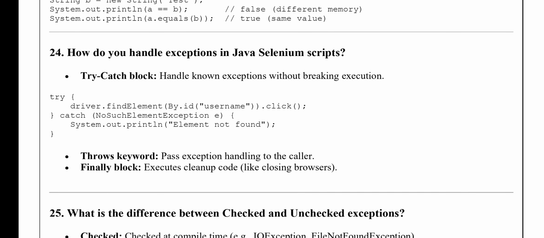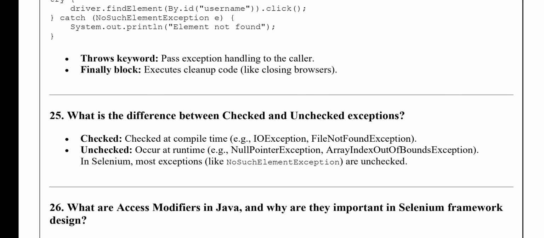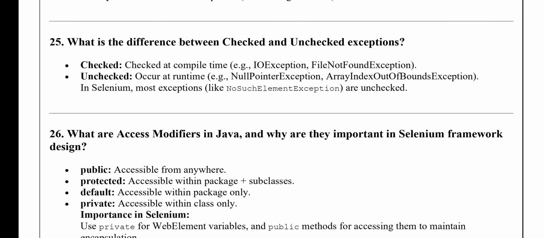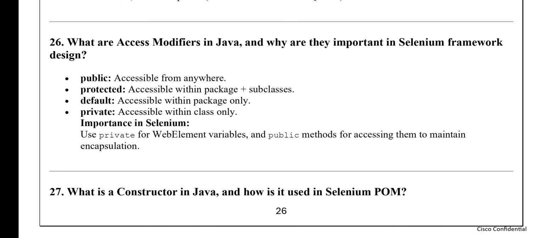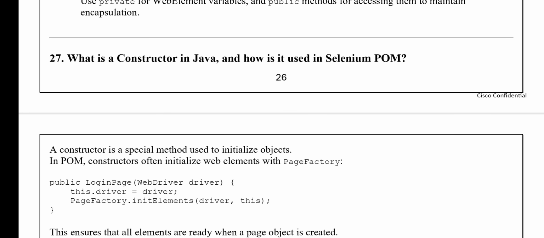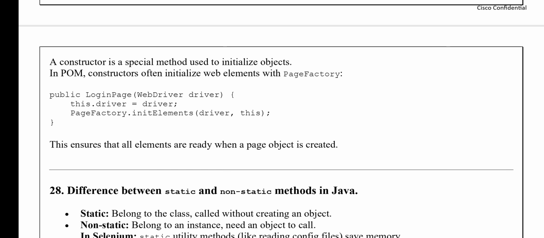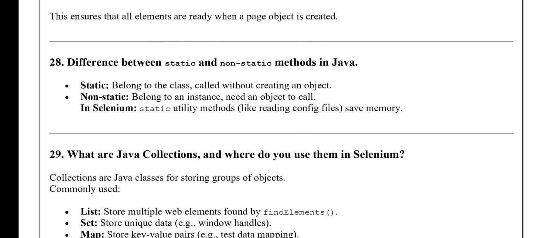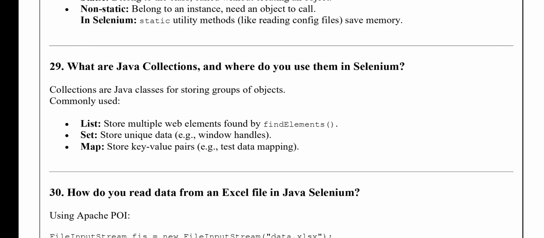How do you handle exceptions in Java Selenium scripts? What is the difference between checked and unchecked exceptions? What are access modifiers in Java and why are they important in Selenium framework design? What is a constructor in Java and how is it used in Selenium POM? What's the difference between static and non-static methods in Java?